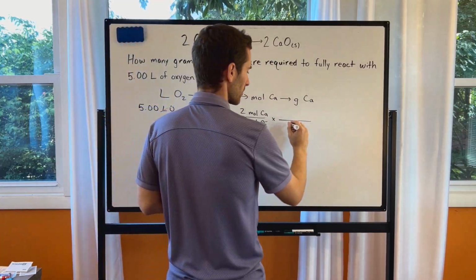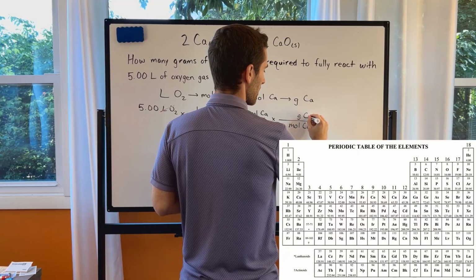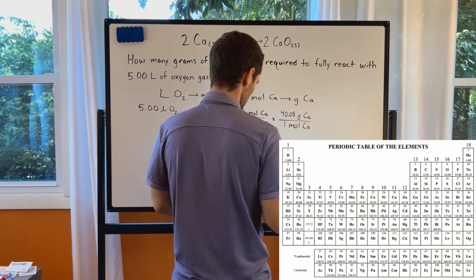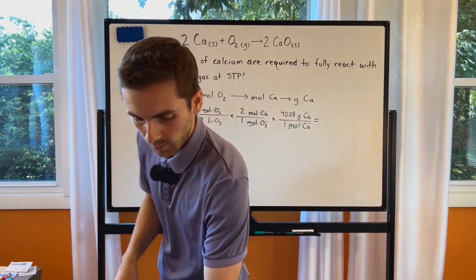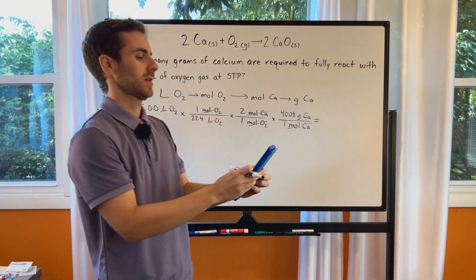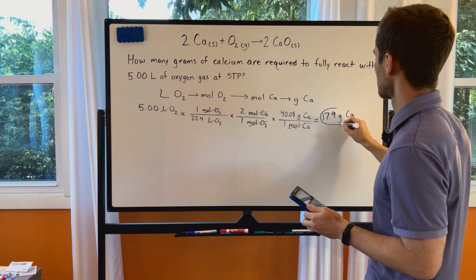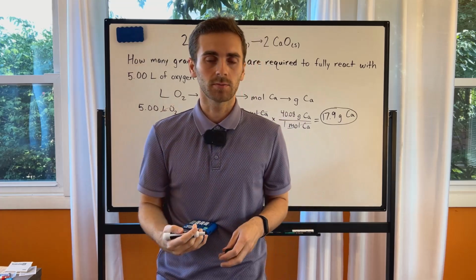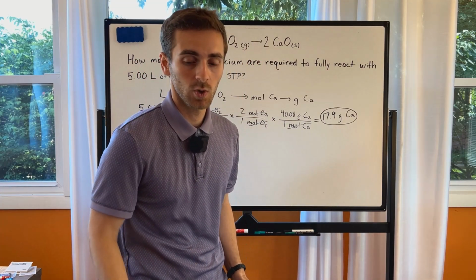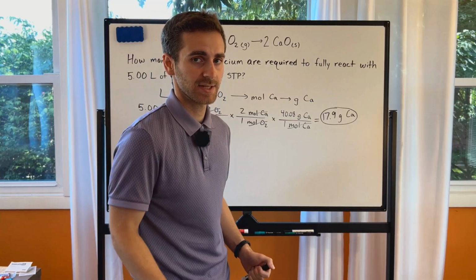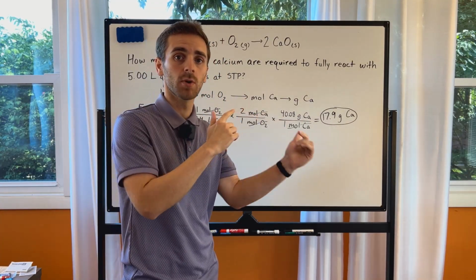And then moles to grams. This time molar mass is going to go on top. And let me check my calculator. That's going to be 17.9 grams of calcium. So hopefully that makes sense how to incorporate that 22.4 liters to 1 mole conversion when we're at STP for a gas, and how to kind of go in both directions.